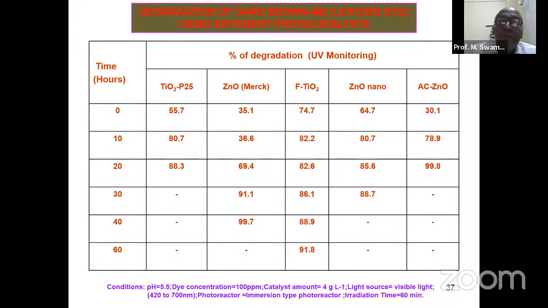And zinc oxide, commercial one, Merck, and fluoride TiO2, zinc oxide nano, and this AC, activated carbon loaded zinc oxide. So we found that activated carbon loaded zinc oxide is most efficient in degrading this dark brown dye from the leather industries.